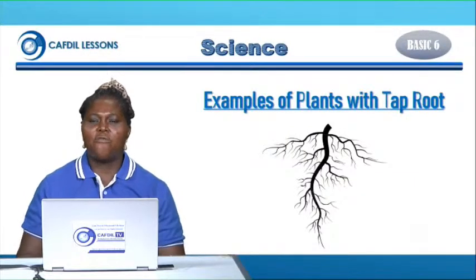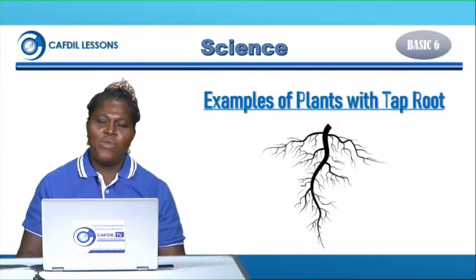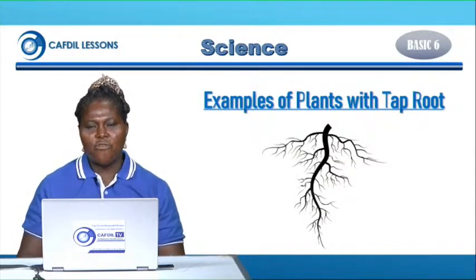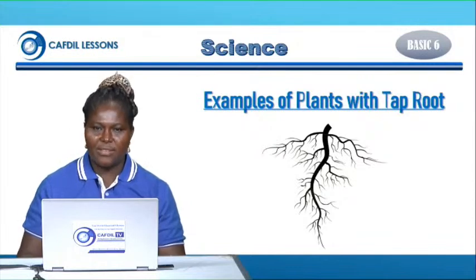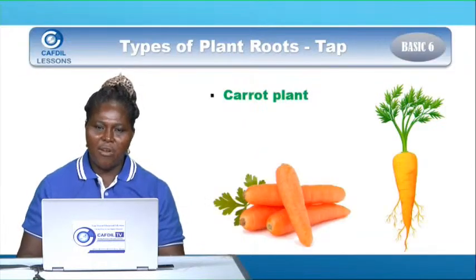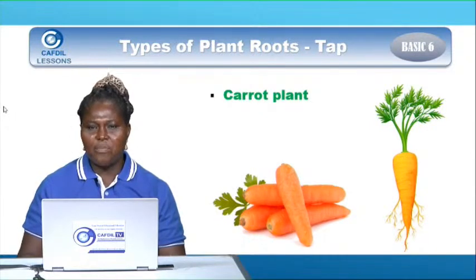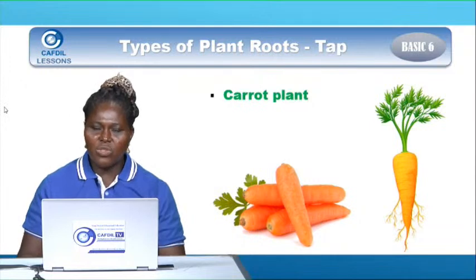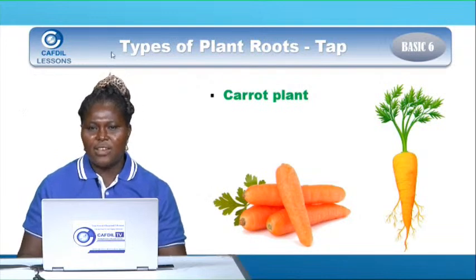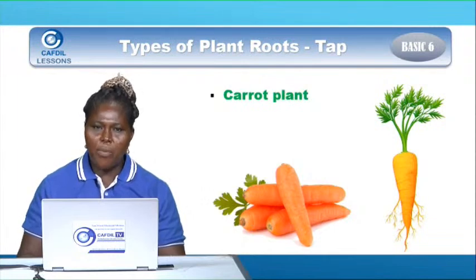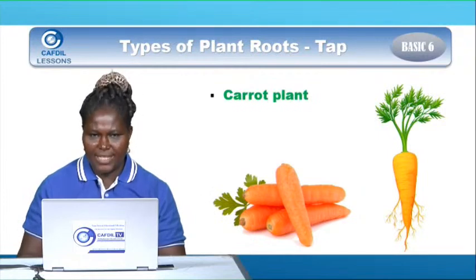So examples of plants with tap roots. We are coming to look at examples of plants with tap roots. Now one, we have carrots. Now look at the roots of the carrots. And it is a tap root. Now this carrot will grow deeper into the soil. And it has side roots and root hairs. So an example of plants with tap roots is the carrot plant.